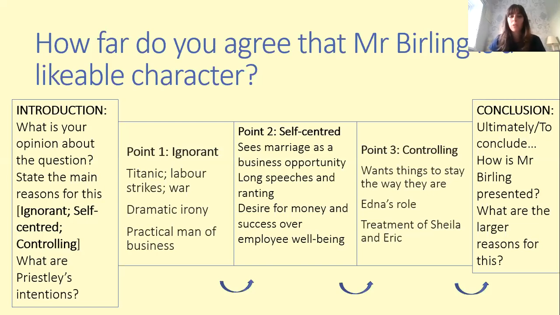He also refers to himself as a practical man of business who knows. He says, you know, we know. And the irony is that he's got no idea. I think a second point to pick up on is just how self-centered he is. Rather than seeing that marriage as a celebration for his daughter, he sees it as a business opportunity, and much of his language is full of economical lexis.